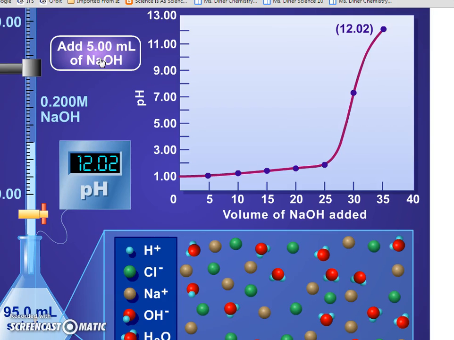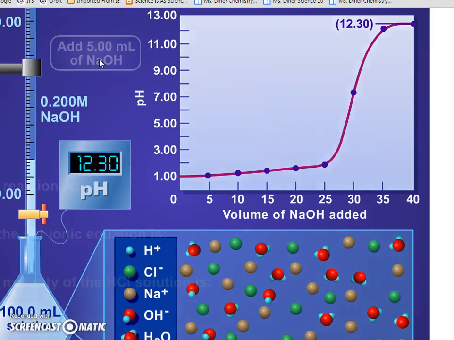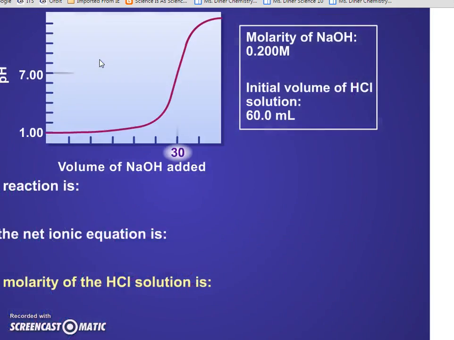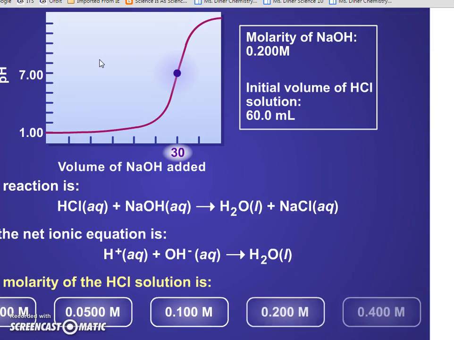If I was to add 5 more milliliters of sodium hydroxide, the excess hydroxide now is dominating the pH, and we're going to see that level off. So this animation is showing us the end point of the reaction, when the moles of acid equal the moles of the base, and that's right here at the center mark.